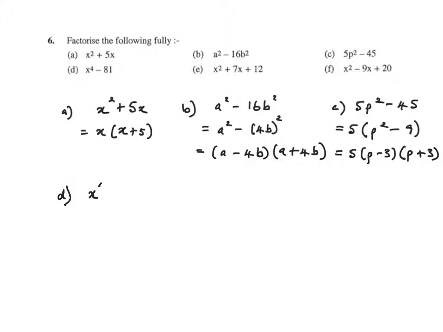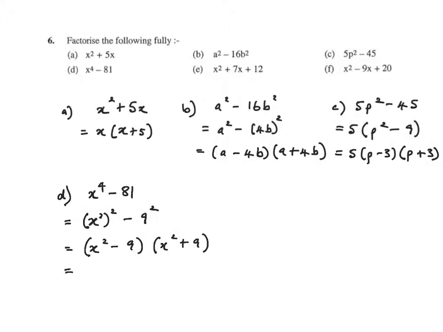X to the power of 4 minus 81. Well, this is a difference of squares too. That's x squared all squared minus 9 squared. So I can have x squared minus 9, and then x squared plus 9.